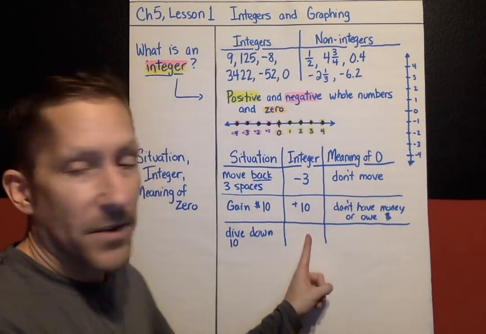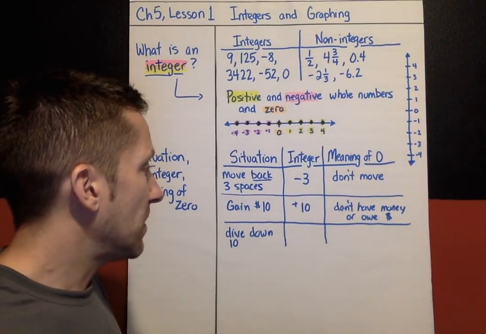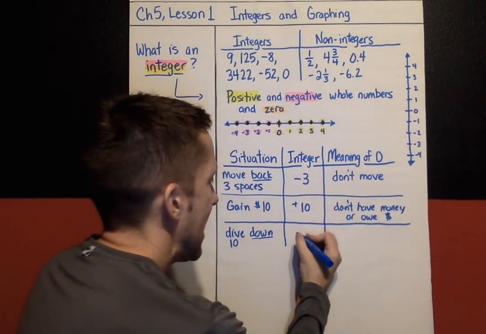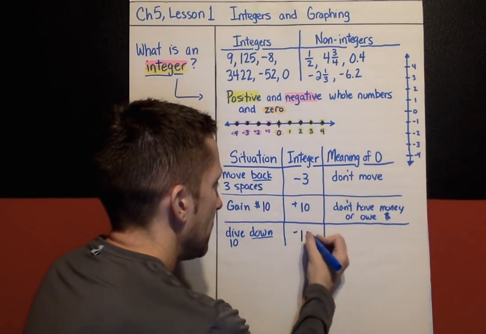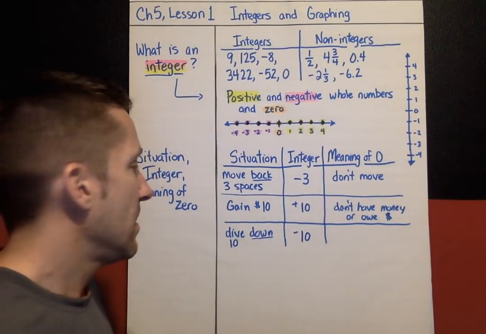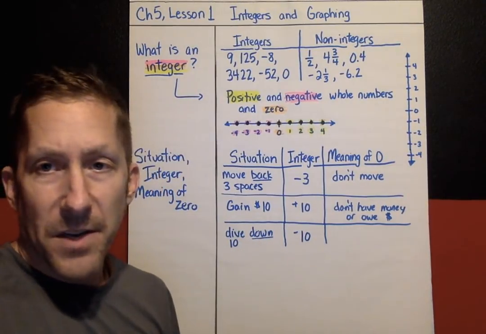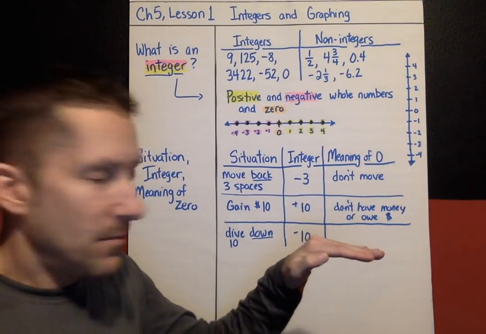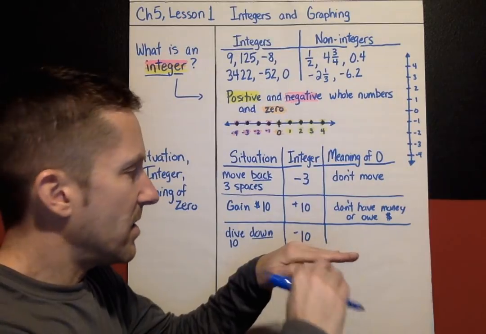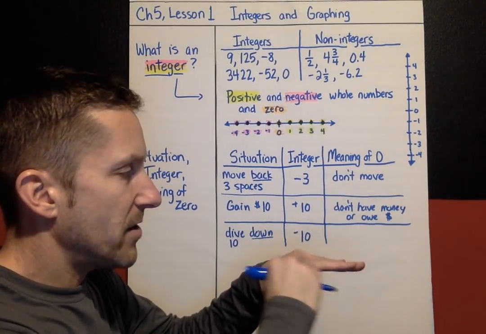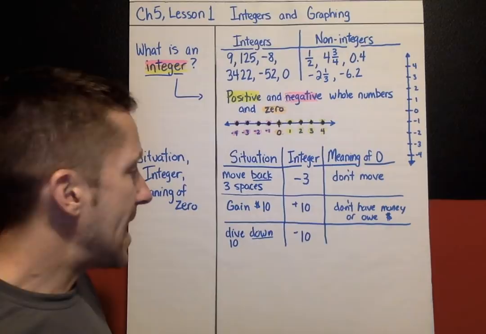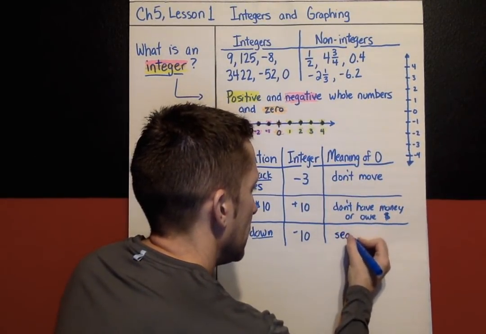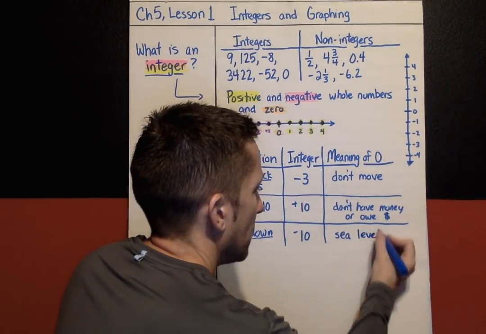So, ideas for the integer. If you dive down 10 feet to pick something up, the word down is a key word. Down would mean negative, so I would write a negative 10. What's the meaning of 0 in this situation? If you're talking about being in the ocean, well, if you're at 0, you're right at the very top of the water. You're not above the water and you're not below the water. You're right at the surface. And that has a special meaning. The meaning of 0 in that would be called sea level, which you've probably heard that word before.